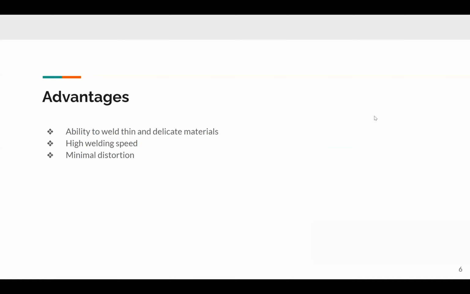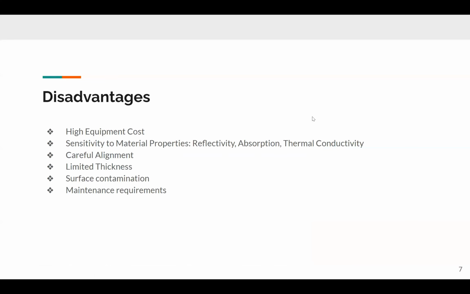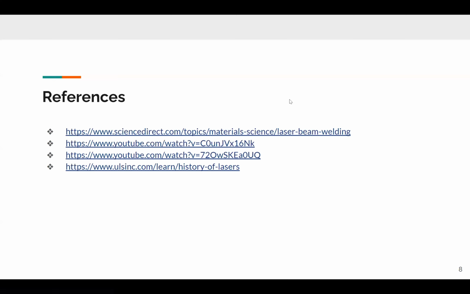And the advantages of laser beam welding include the ability to weld thin and delicate materials, and high welding speed and minimal distortion. And some disadvantages include high equipment cost, its sensitivity to material properties such as reflectivity, absorption, and thermal conductivity, and you need a lot of careful alignment. And you can only laser beam weld certain thicknesses, and you have to deal with surface contamination and maintenance requirements.